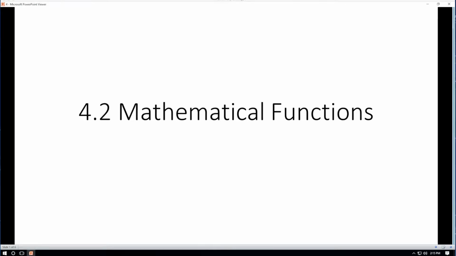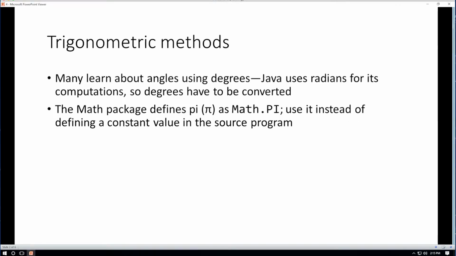We're going to discuss various mathematical functions provided by the Java code libraries. These functions will be broken up into various categories. First one being trigonometric methods.